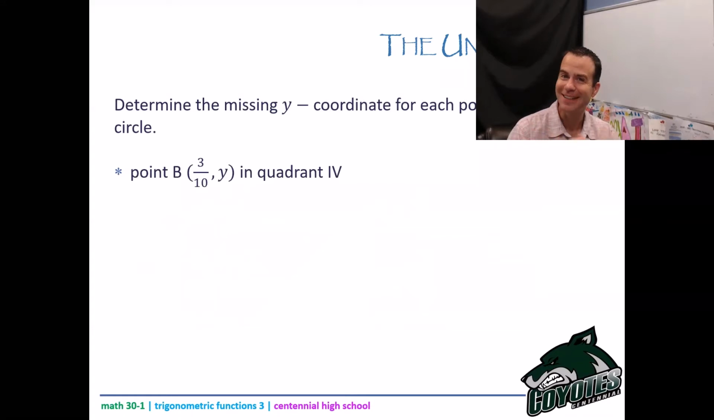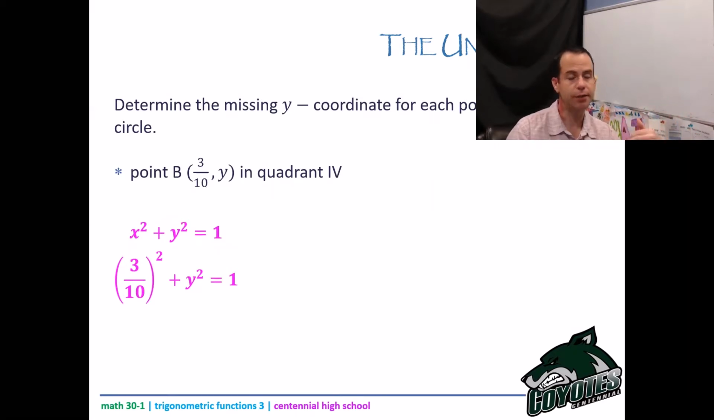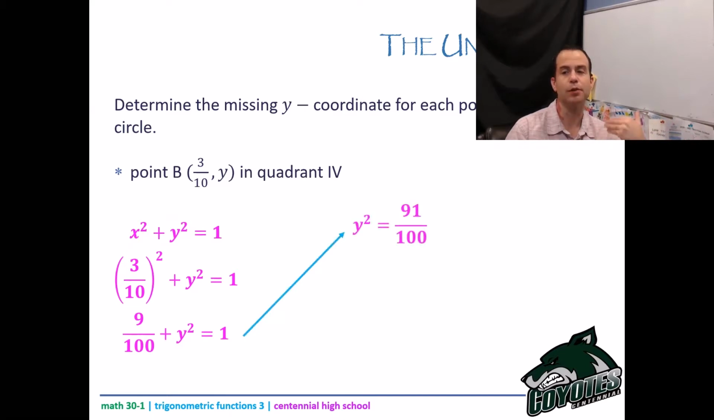Okay, so I said (3 over 10) squared plus y squared equals 1. (3 over 10) squared is 9 over 100. I just square the top, square the bottom. I'm going to call my 1 100 over 100, so I have a common denominator. So I'll go 100 minus 9, which is 91 over 100.